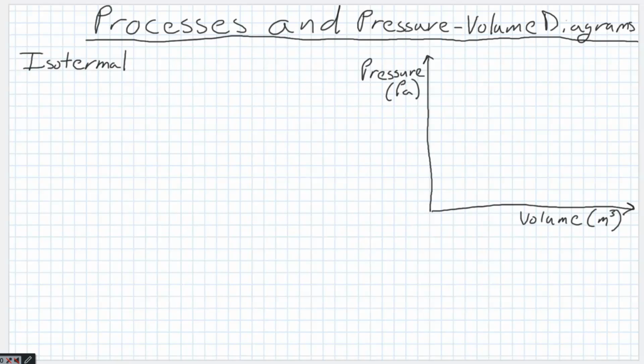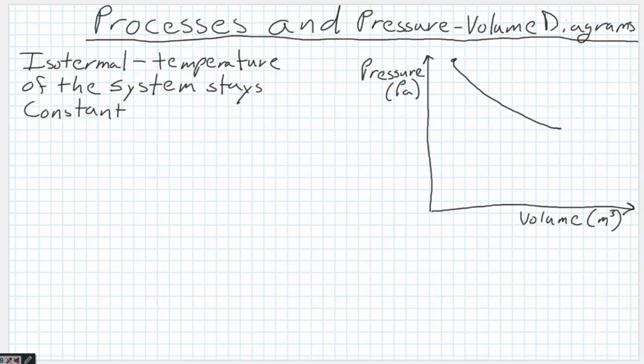The first process we're going to talk about is an isothermal process. An isothermal process is where the temperature of the system stays constant. An isothermal process makes a curve on a pressure-volume diagram like this. I'm showing an expansion here because the volume is increasing.